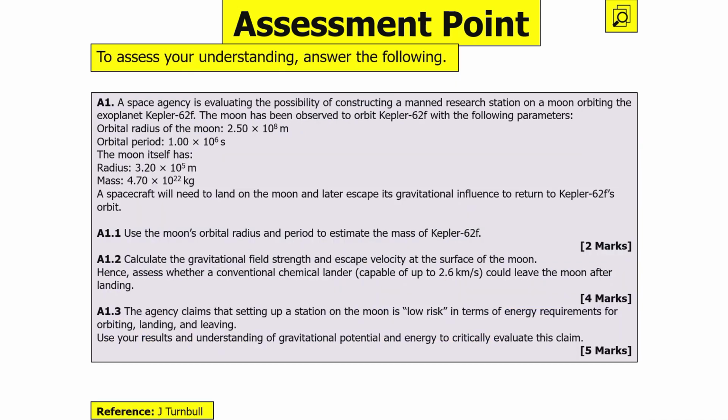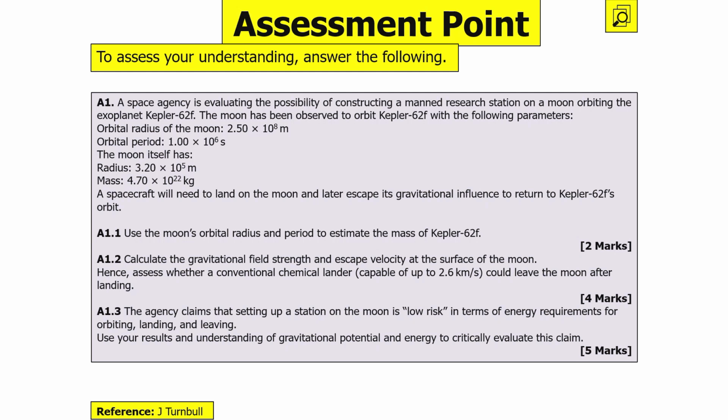A space agency is evaluating the possibility of constructing a manned research station on a moon orbiting the exoplanet Kepler-62f. The moon has been observed to orbit Kepler-62f with the following parameters. Orbital radius of the moon is 2.5 × 10^8 meters. The orbital period is 1 × 10^6 seconds. The moon itself has a radius of 3.2 × 10^5 meters and a mass of 4.70 × 10^22 kilograms.